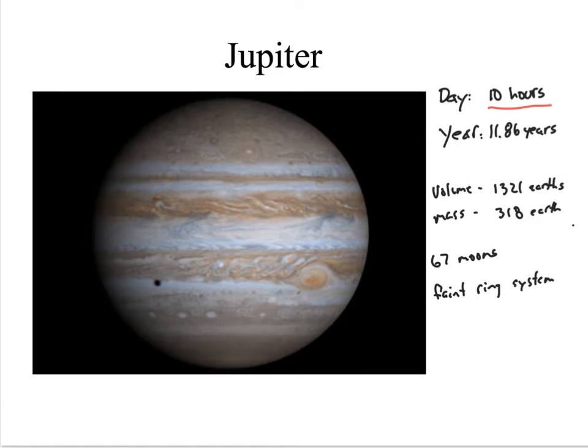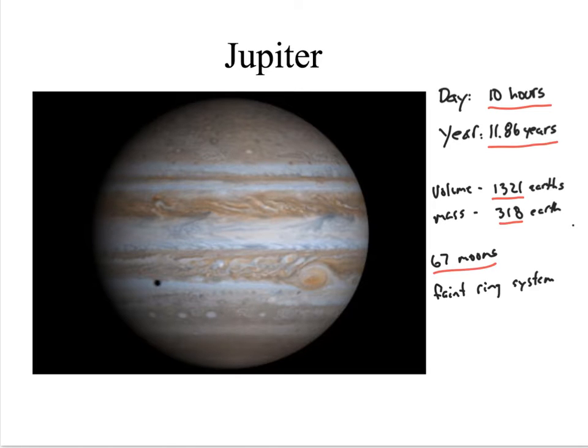Its day is about 10 hours long, and its year is 11.6 years. And its year is a lot longer because it has further to go because it's so much further away from the sun than the Earth is. The volume of Jupiter is 1,321 Earths, so it would take that many Earths to have the same volume in space, but its mass is only 318 Earths, so its density is going to be a lot less, and that's because it's a thick atmosphere planet. So we call them the gas giants because they have such a thick atmosphere on them.